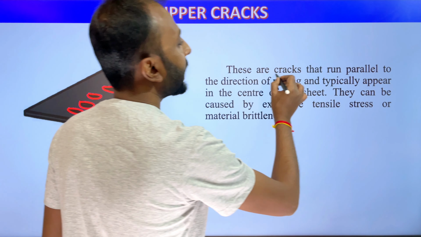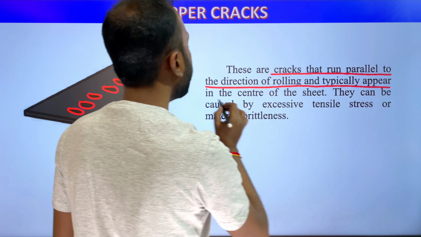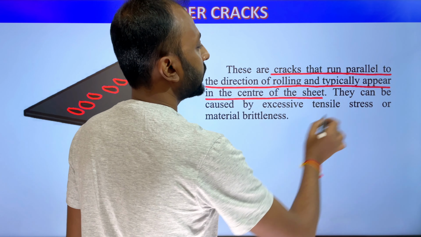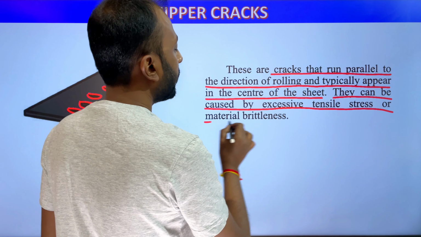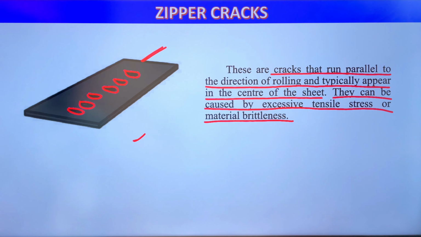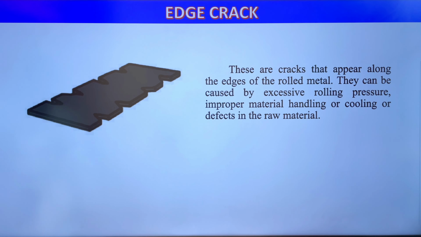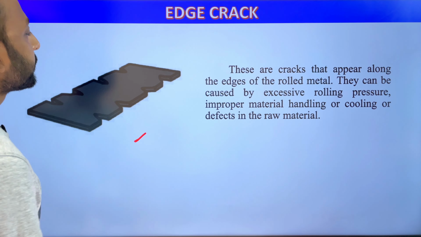These are the cracks that run parallel to the direction of rolling and typically appear in the center of the sheet. They can be caused by excessive tensile stress or material brittleness. So this is zipper crack and the cause of zipper crack. The next one is edge crack. The edge crack can be found in this figure.